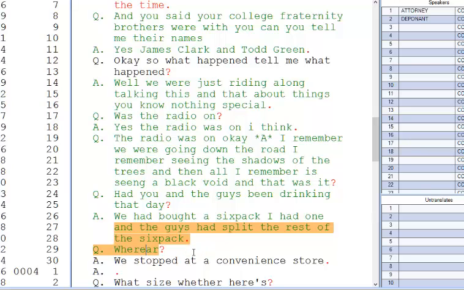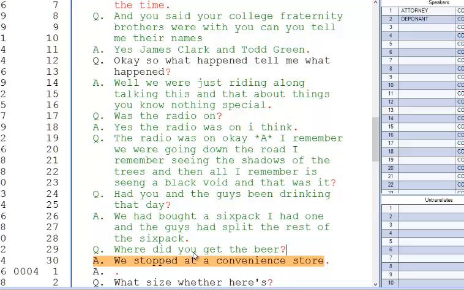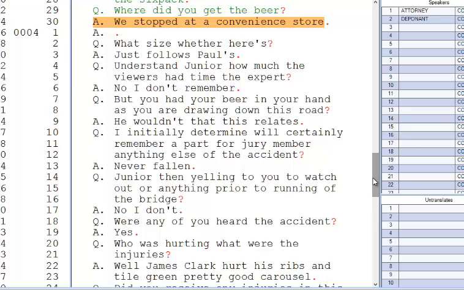Where did you get the beer? Page down. Hugo, we stopped at a convenience store.